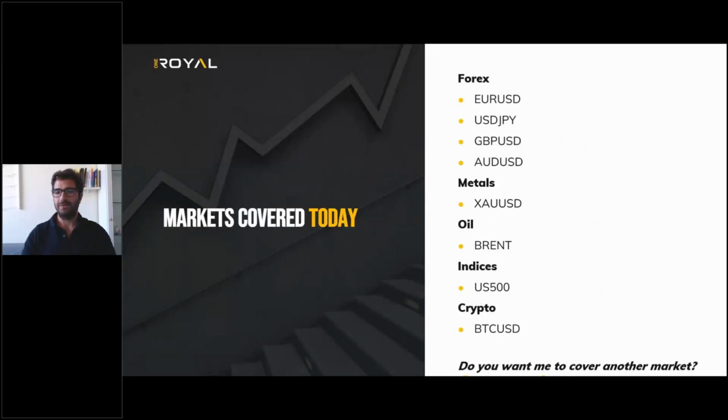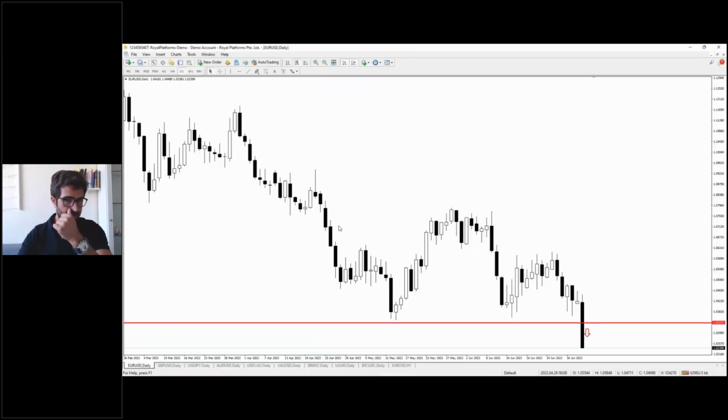So this is what we will cover today when it comes to the assets. In forex we have the euro, the yen, pound, Aussie. In metals, the gold. Oil, we will talk about the UK Brent oil. In indices we will cover US 500, and finally we will end the webinar with BTC USD. Let's go to MT4 and start our analysis.